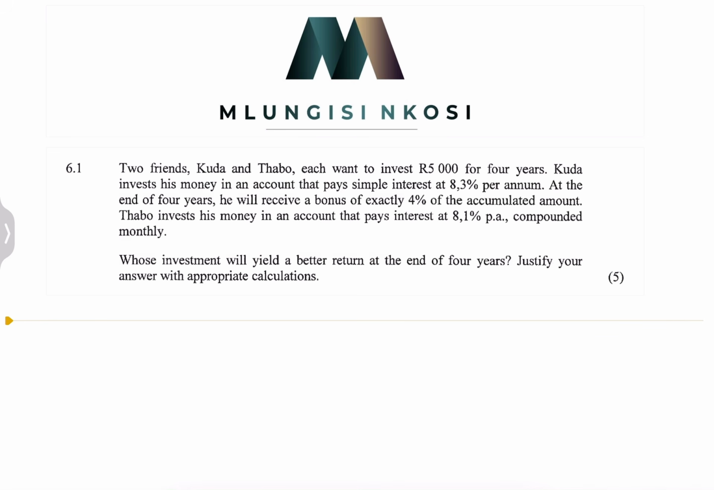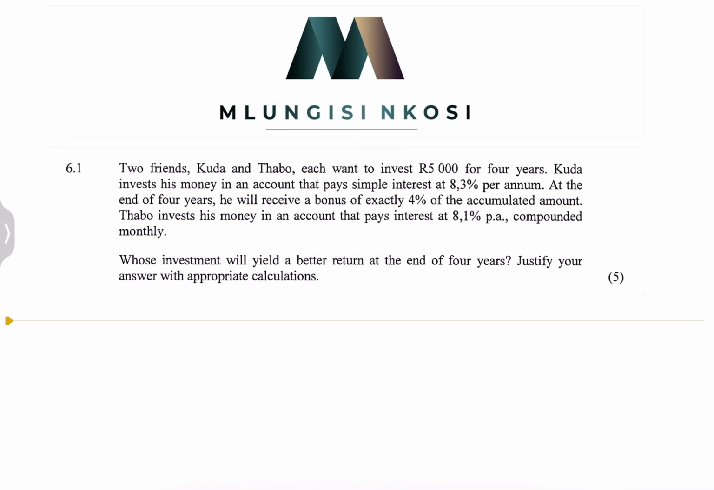Okay, right. So we're looking at financial mathematics today. I'm looking at a question here from the Gauteng exam. Right, let's hop onto it. It says two friends, Guda and Tabo, each want to invest 5,000 for 4 years. In this case, Guda invests his money in an account that pays simple interest at 8.3% per annum. And at the end of 4 years, he will receive a bonus of 4%.